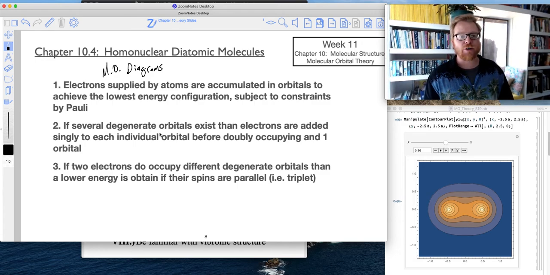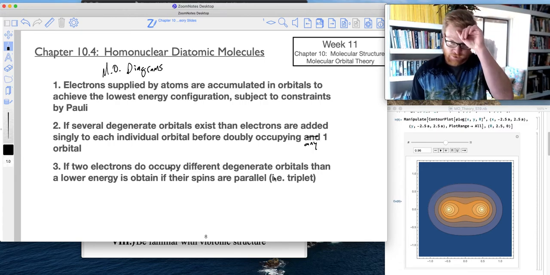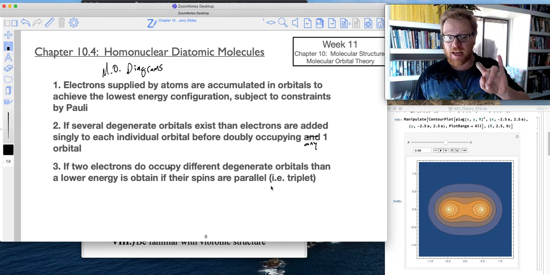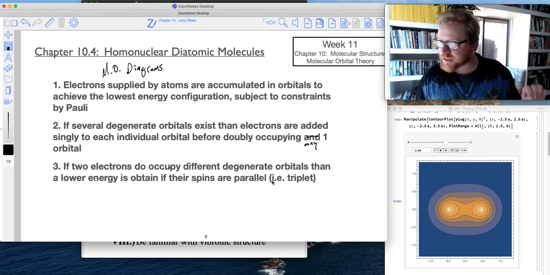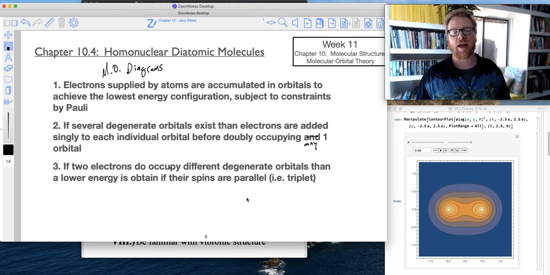If several degenerate orbitals exist, then electrons are added singly to each individual orbital before doubly occupying any one orbital. That's what that should say. If 2 electrons do occupy different degenerate orbitals, let's be very careful about this. They could be degenerate, so same energy, but they are different orbitals. A good example of this would be px and py, for example.